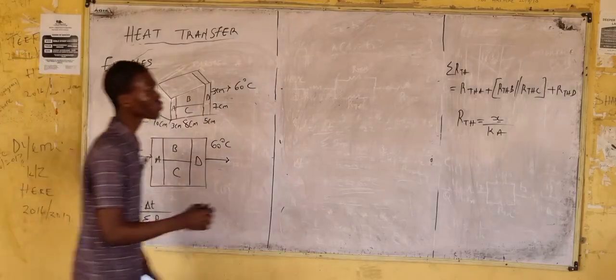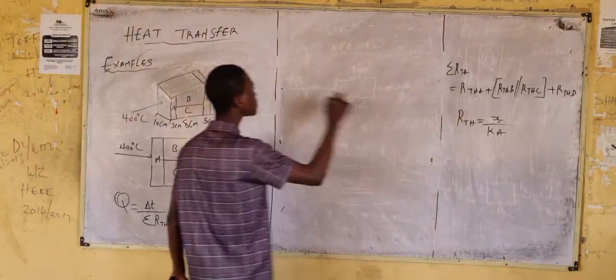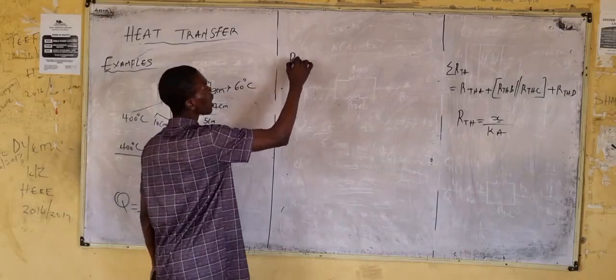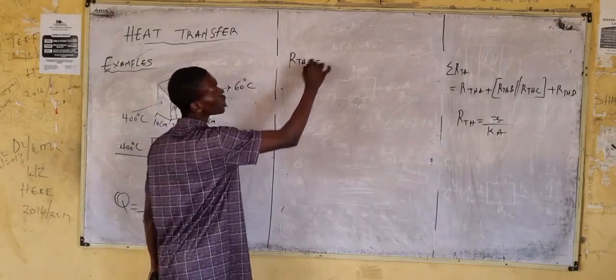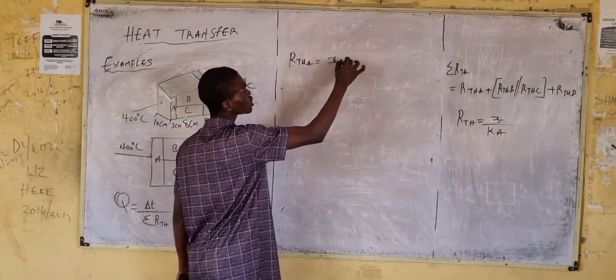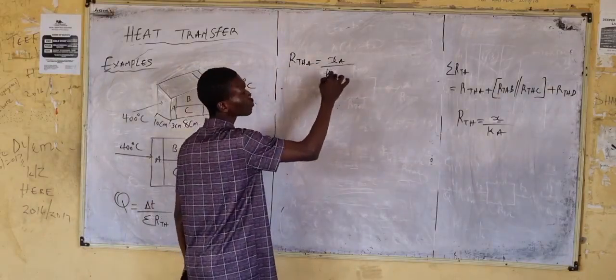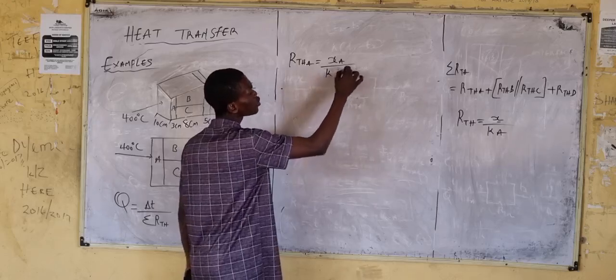Now, we want to use this formula, right? Applying this formula to the first wall, which is wall A, it means the thermal resistance of wall A is equal to what? The thickness of wall A divided by the thermal conductivity of wall A times the what? Area.